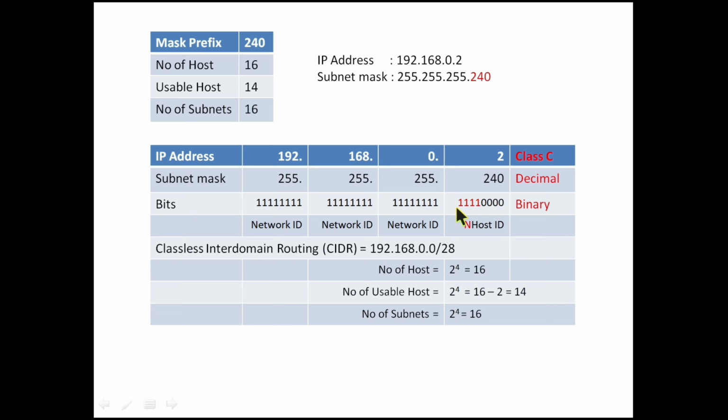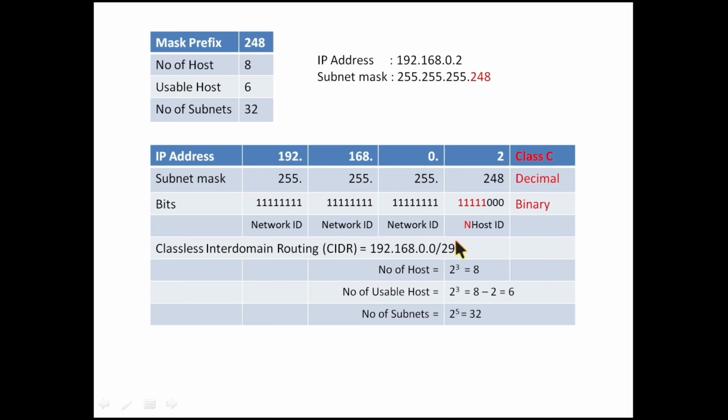If it is 240, we convert four host ID bits into four network ID bits, and the CIDR notation will be /28, that is 24, 25, 26, 27, 28. Number of hosts is 2 to the power 4, the number of zeros in the host ID, equals 16. Usable host means 2 to the power 4, that is 16, minus 2, subtracting the network address and broadcast address, equals 14. Number of subnets is 2 to the power 4, the number of ones, equals 16. That is, we divide the network into 16 subnets. If it is 248, what does it mean? We convert five host ID bits into five network ID bits.